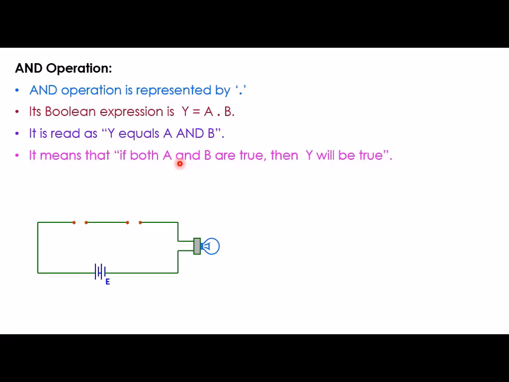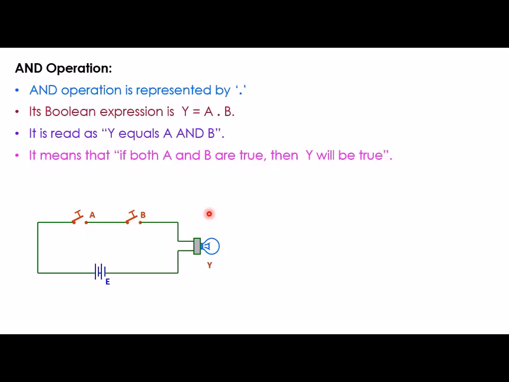Let us consider this electrical circuit where there is a bulb and the bulb is connected to a battery. One terminal of the bulb is connected to a battery, the other terminal of the bulb is connected to the other terminal of the battery through two switches A and B.